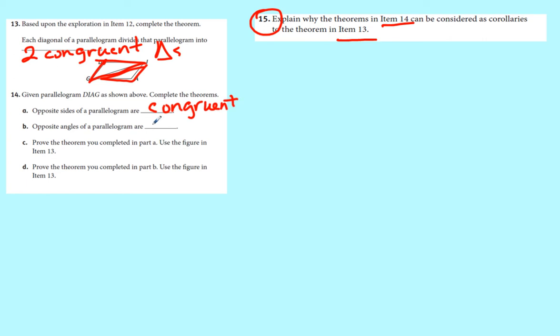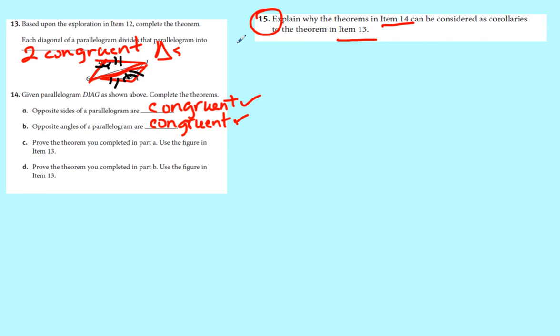Alright, 14, given this triangle above, opposite sides of the parallelogram are congruent, and the opposite angles are also congruent. And then it says, explain why the theorems in 14, that's these two, are corollaries, which means they're theorems based on other theorems. So how is this related to this? It's just because opposite sides, two sides being congruent, and this angle between them being congruent, shows that our two triangles are congruent.